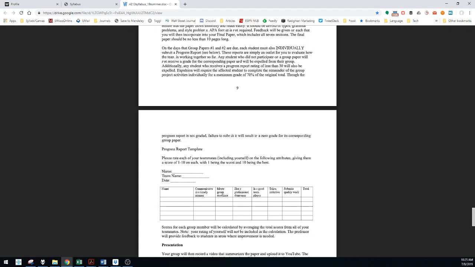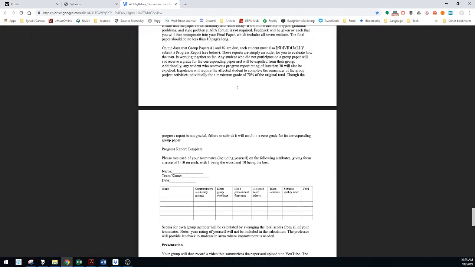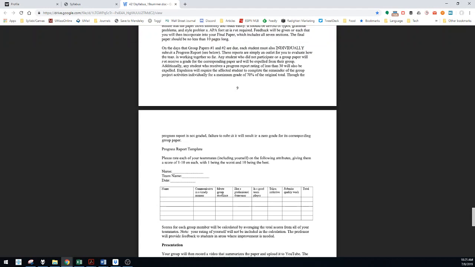And again, if your average rating from your group members is less than 30, which is half of the total points you could have gotten, you will be kicked out and you'll have to do the remainder of the project. You have to do your own project on your own from the beginning for 70% credit. Okay.